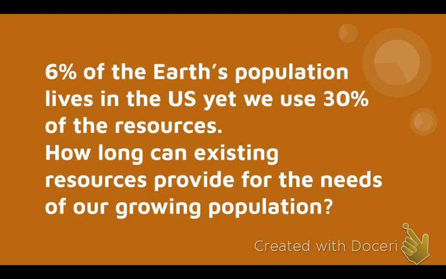So 6% of the Earth's population lives in the U.S., and yet we use 30% of the resources on the Earth. That is a crazy number. 6% of the world's population are Americans, but we use 30% of resources. And again, why is that?